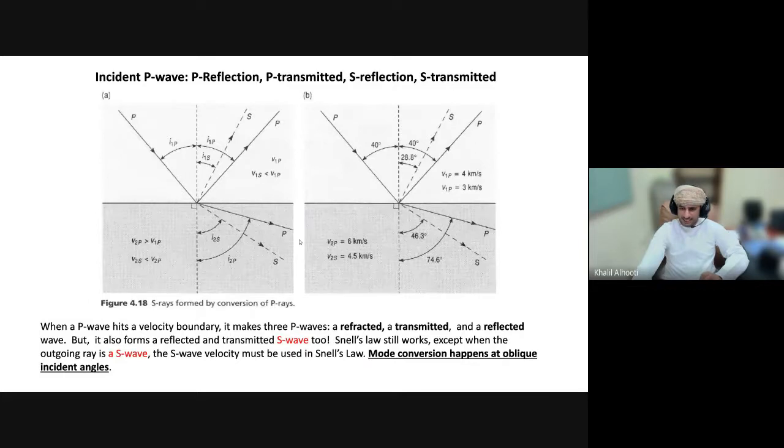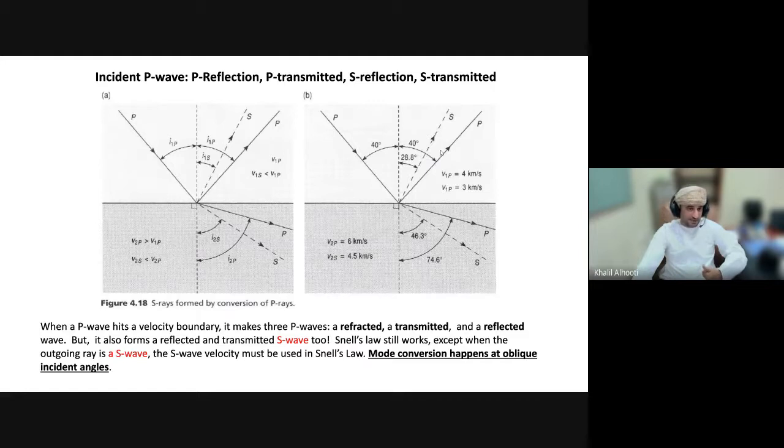If we apply Snell's law again, I can see that the refracted P wave angle will be larger than the incident P wave angle. The refracted, or transmitted, S wave cannot be easily determined unless you work out the velocities exactly. If the velocity of the S wave of the lower layer is larger than the velocity of the incident P wave, it will be larger than the incident angle.